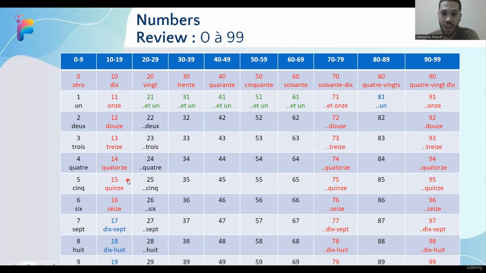Next, we've got quinze, which stands for 15. And then we have seize, okay? Next, 17, 18, 19. Remember, for 17, 18, 19, it's dix-sept, dix-huit, dix-neuf.